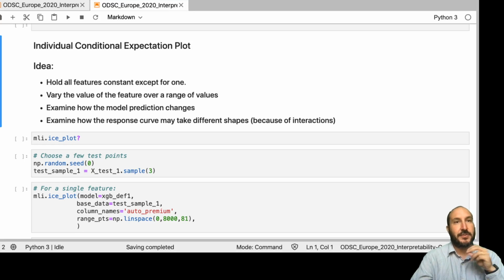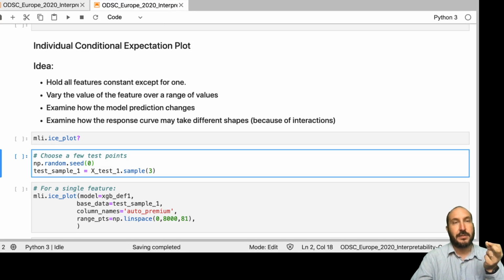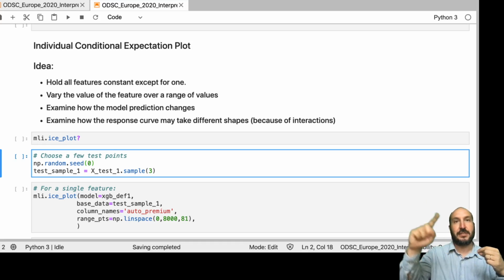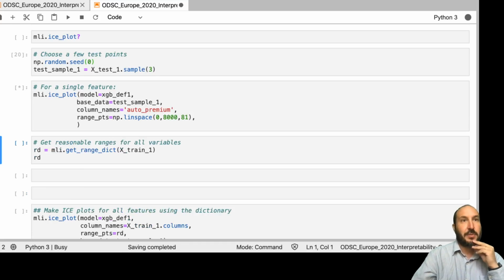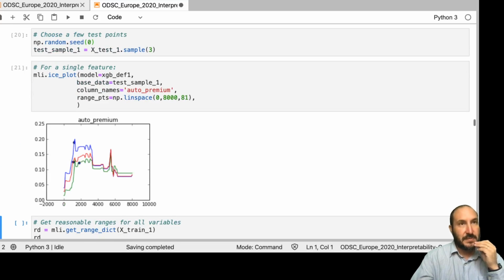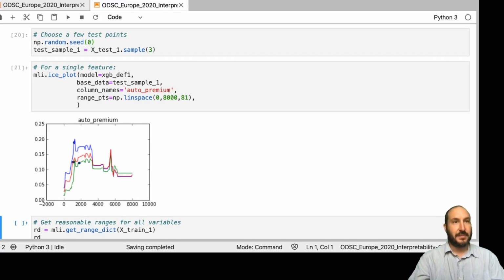This is going to be useful in a few ways. One is that you could see how the model changes its prediction with respect to that one variable. And you can also see whether the shape of that curve is consistent. And that will tell you about interactions. So let me go and show one of these plots really quickly. So for a single feature, this is the ICE plot for just the auto premium.